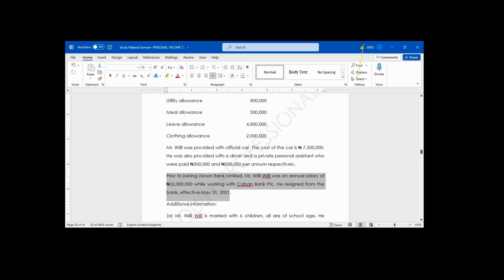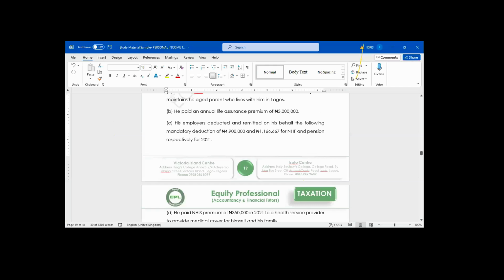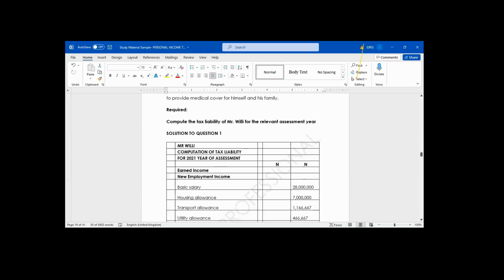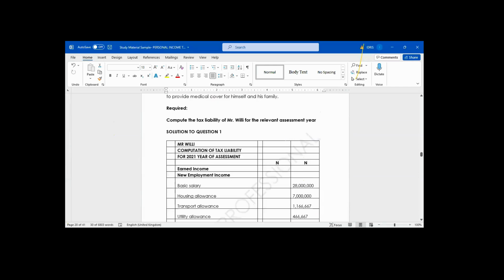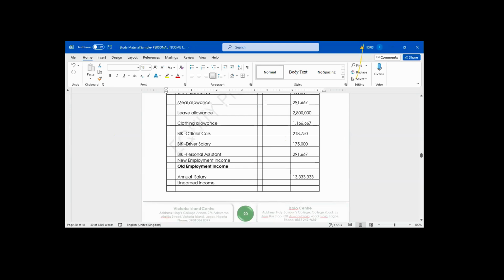They did not give us where Mr. Willie is collecting income from, or where he is doing business. Every income given to us is employment income. This employment income, I'm going to divide it into two: old employment and new employment. Now, let me start from the old employment.